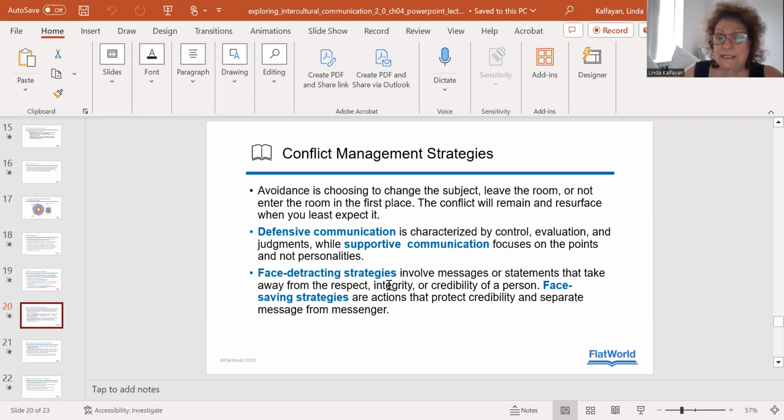So detracting strategies involve messages or statements that take away from respect, integrity, or credibility. So we don't like detracting statements as compared to face-saving strategies, or actions that protect credibility and separate message from messenger. And that's pretty much what we say when we're saying I agree to disagree or something of that nature. So understand that you're not there to agree with everything, and neither is the other person, but you're interacting, you're understanding across cultures. If my religion doesn't allow me to have a meeting on Fridays after a certain time, I respect that. I reschedule. I make everyone aware that we're moving in a direction where everyone feels inclusive and belongs.